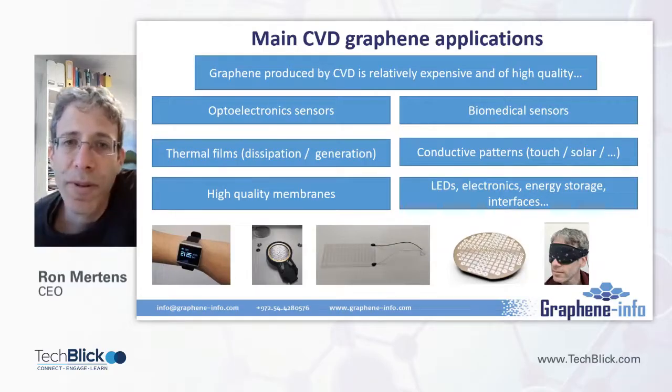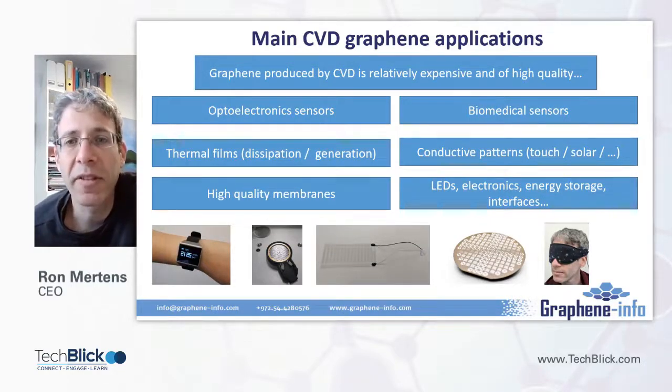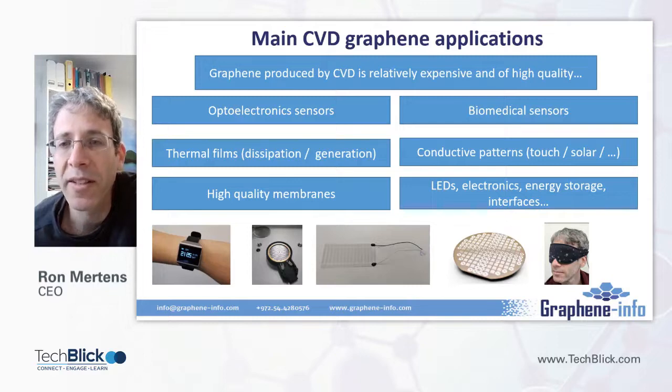As we said before, CVD graphene results usually in high-quality materials. It is also a relatively expensive process. This usually limits the applications to high-end ones. The main applications for CVD graphene that we identify today are in optoelectronic sensors and biomedical sensors. We also see adoption of CVD graphene in thermal films, used for heat generation mostly.